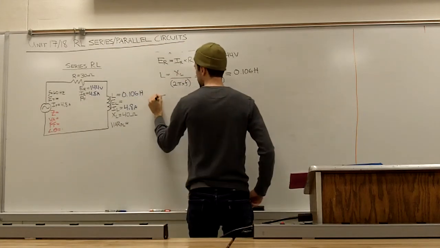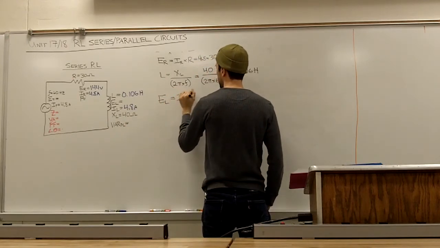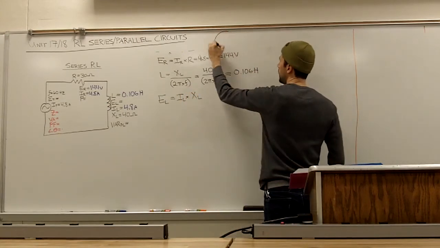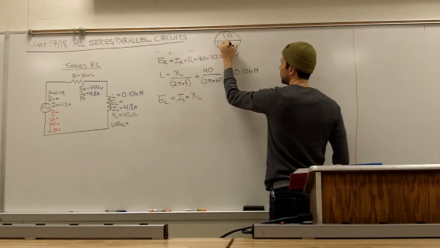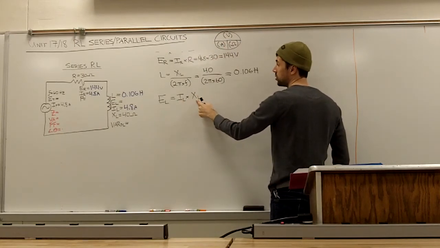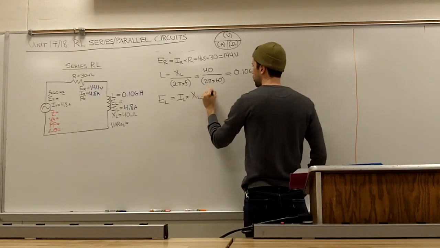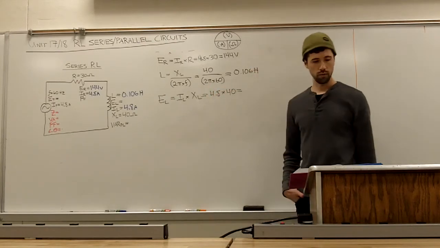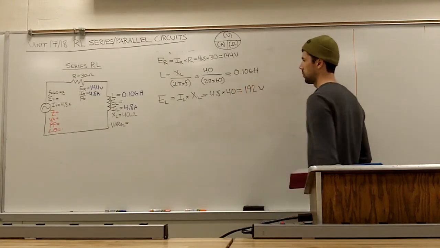Next, the voltage drop across the inductor, E sub L, due to Ohm's law, would be I sub L times X sub L. Remember, in general for Ohm's law, units of volts is always equal to units of amps times units of ohms. This has units of amps. Inductive reactance, X sub L, has units of ohms. So if we multiply those two together, we should get volts. So that's going to be 4.8 times 40, which gives me a voltage of 192 volts.